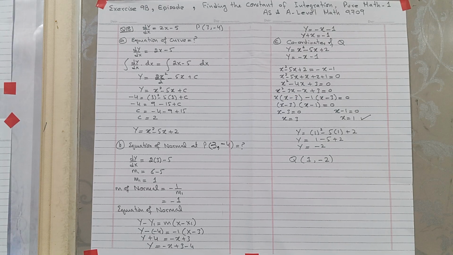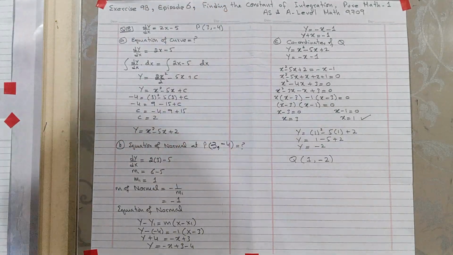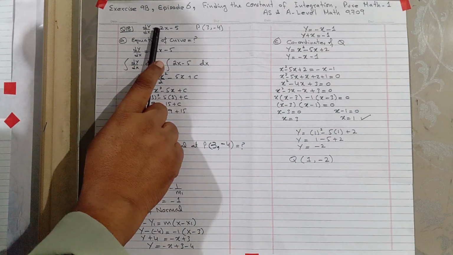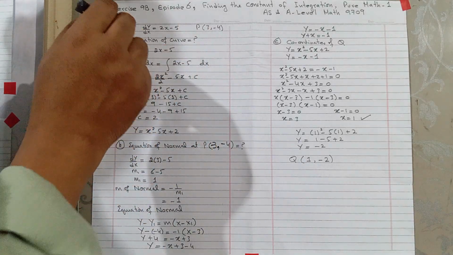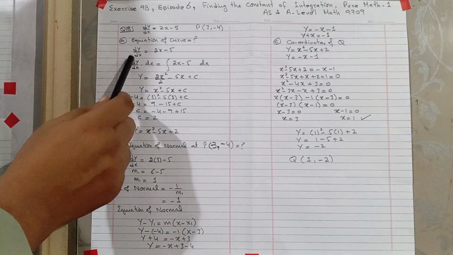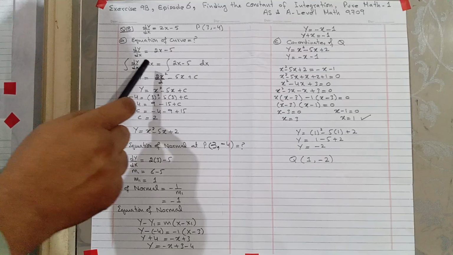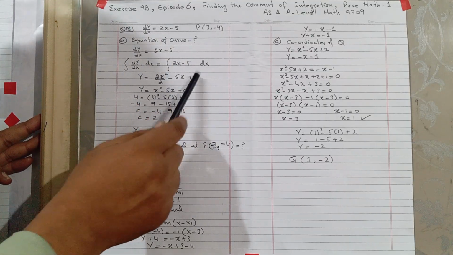So exercise 9b, this is our episode number 6 on this exercise, and question number 18 is what we are going to solve. So dy by dx is given, that is 2x minus 5, and a point on the curve, 3 comma minus 4, is also given. We want to find out the equation of the curve. So I will integrate both the sides. So integrate dy by dx equals integrate 2x minus 5 dx. This will become y. This will become 2x squared by 2 minus 5x plus c.